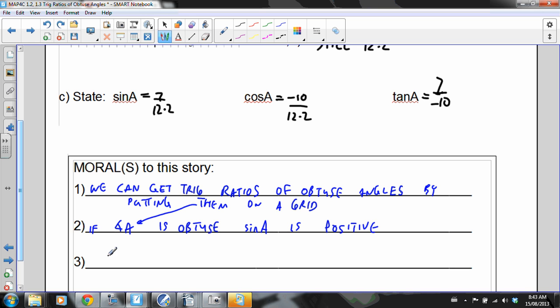However, if angle A is obtuse, the other two trig ratios, cos of A and tan of A, they're negative.